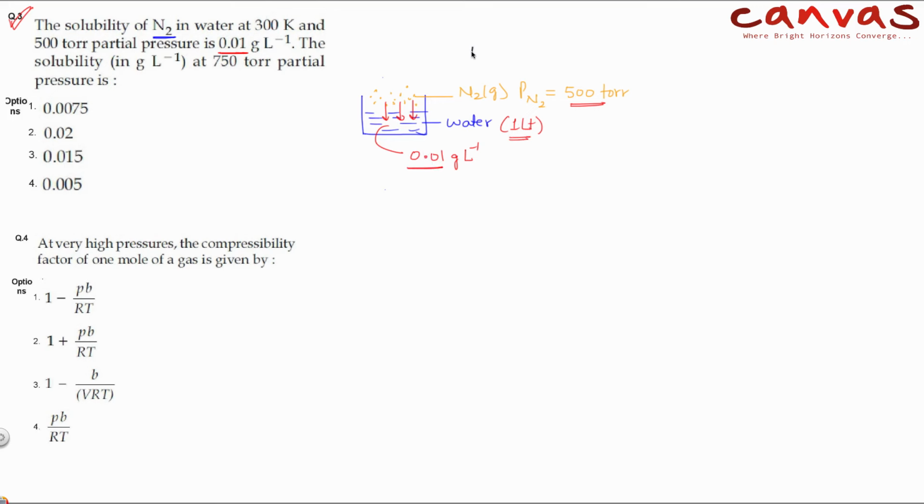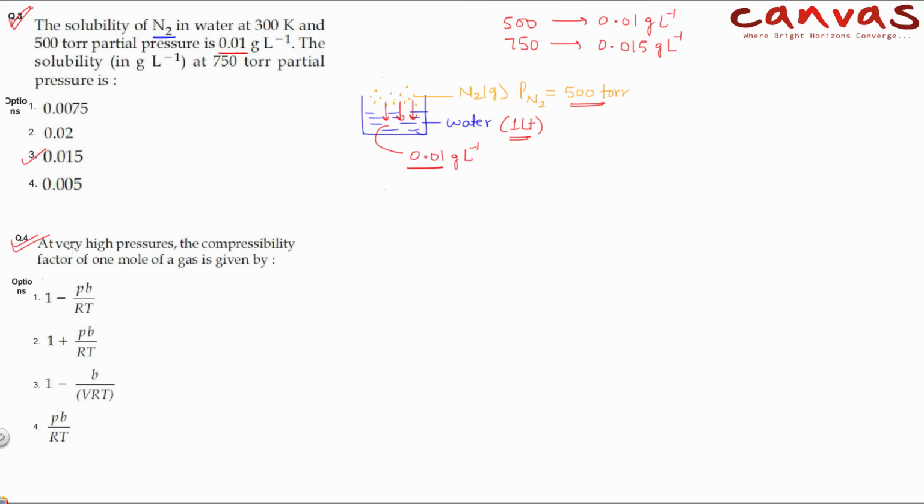Okay, so simply speaking, if at 500 torr pressure you are getting this much amount dissolved, then 500 has 0.01 gram solubility. Then 750 will have 0.015 gram per liter solubility, as simple as that. Okay, no calculation at all. So the answer should be third option.